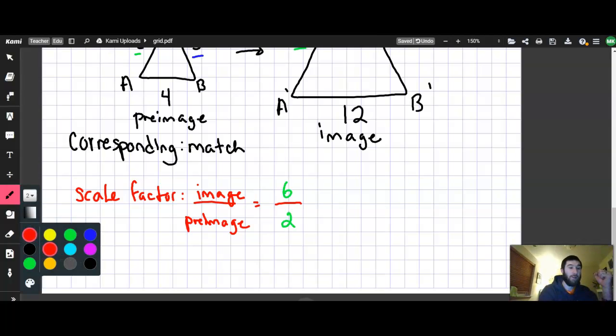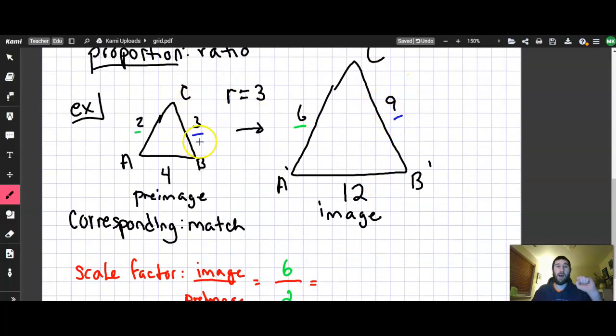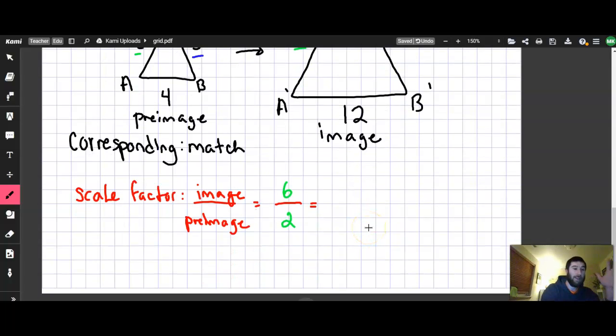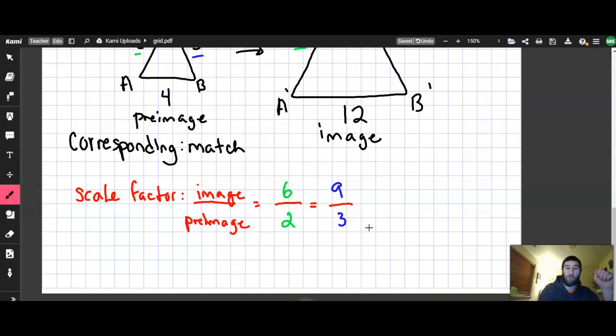But ladies and gentlemen, you didn't have to use those sides. You could use any pair of corresponding sides, meaning you could use the 9 and 3 as well. As long as the image is over the pre-image, you're in great shape. So you can go 9 over 3 as well. And as you already know, whether you take 6 divided by 2 or you take 9 divided by 3, you get the scale factor of 3.